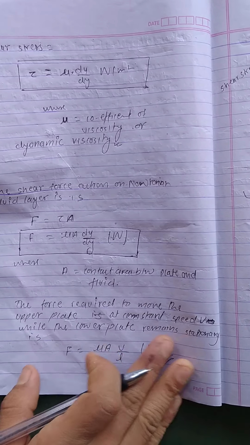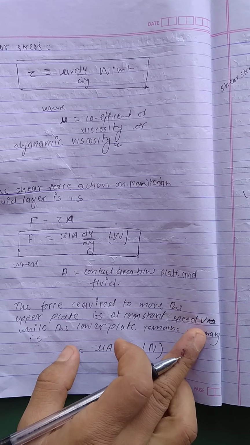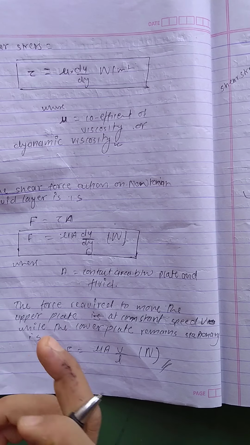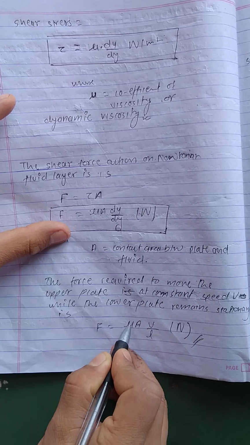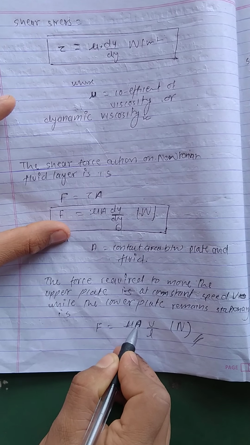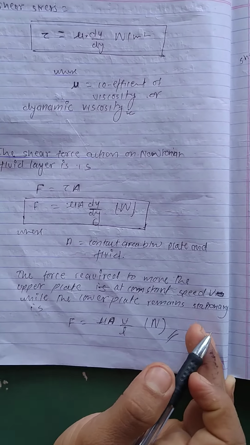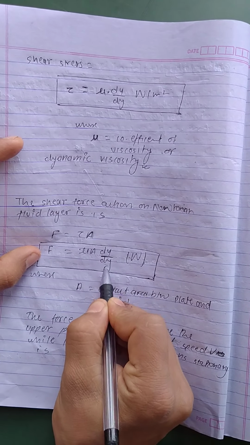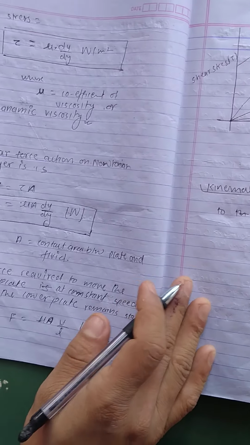If you want to find the force required to move the upper plate at a constant speed v while the lower plate remains stationary, that force is F equals mu A V by L, where mu is the coefficient of viscosity and A is the area of contact. Here du becomes V and dy becomes L. The unit is N.